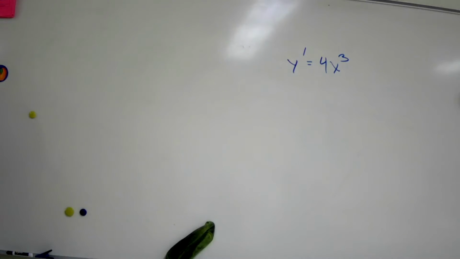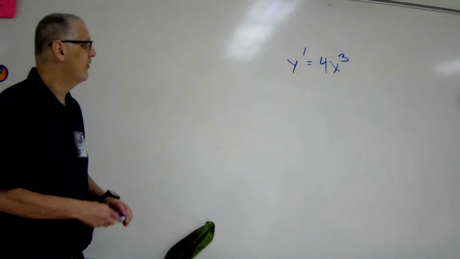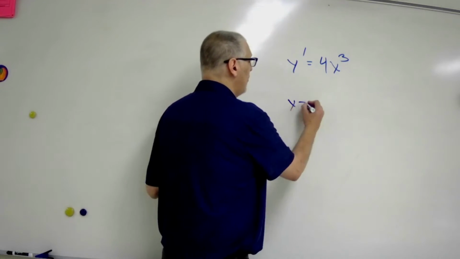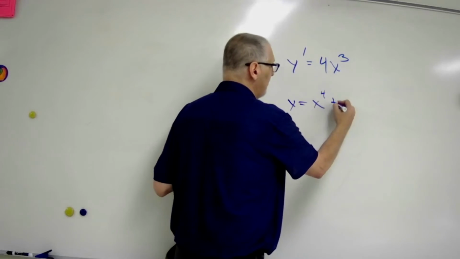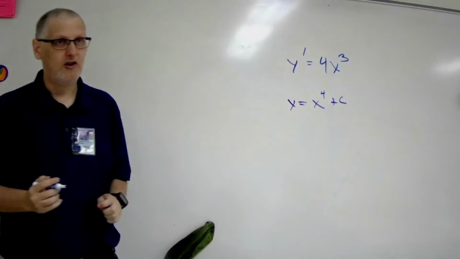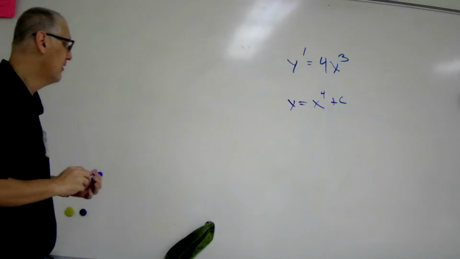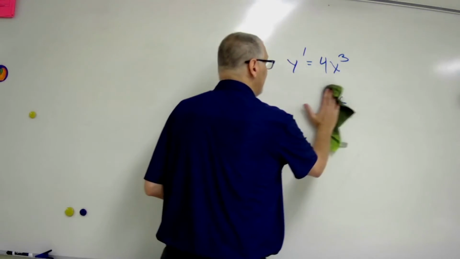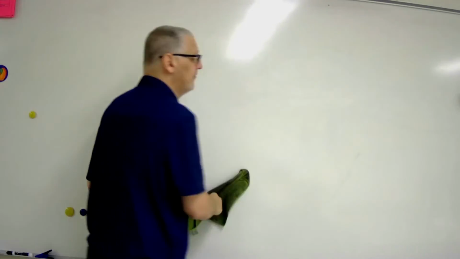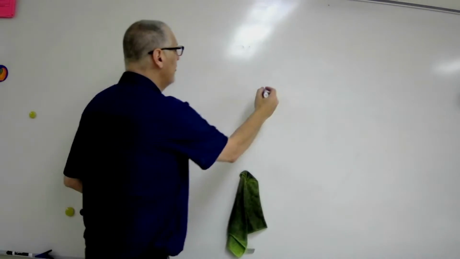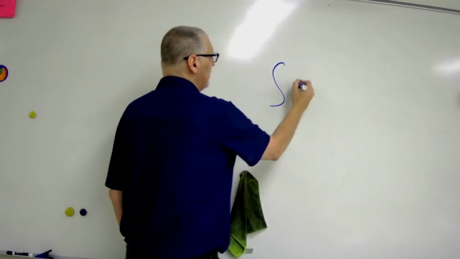All right, Chelsea, what'd you get? Y equals x to the 4th power plus c. All right, Chandler, is that what you got? Cool. All right, let's talk some notation. You can do the integral. Well, let me just write it.